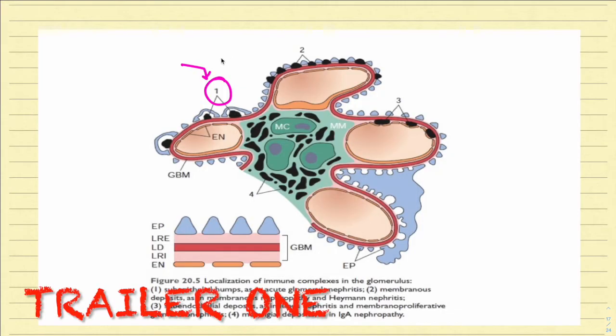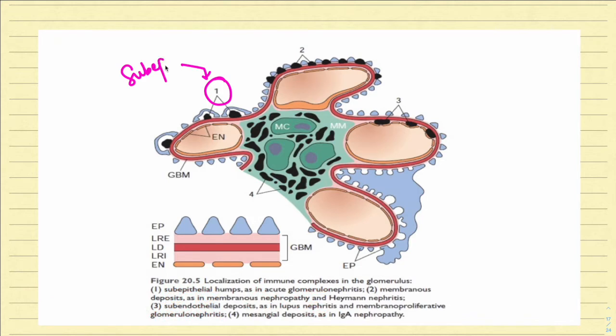This deposit is located in the subepithelial region, so they are classically the subepithelial deposits. Number two, sometimes they say they are in the subepithelial region, but classically they are in between the epithelial cells. That is why these deposits are also called membranous in nature. Sometimes membranous and subepithelial deposits are used interchangeably.